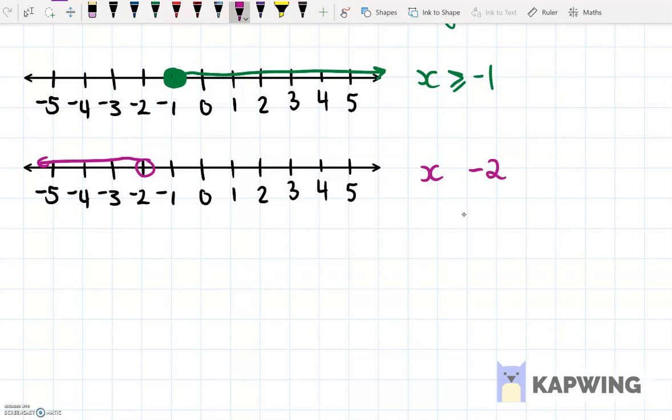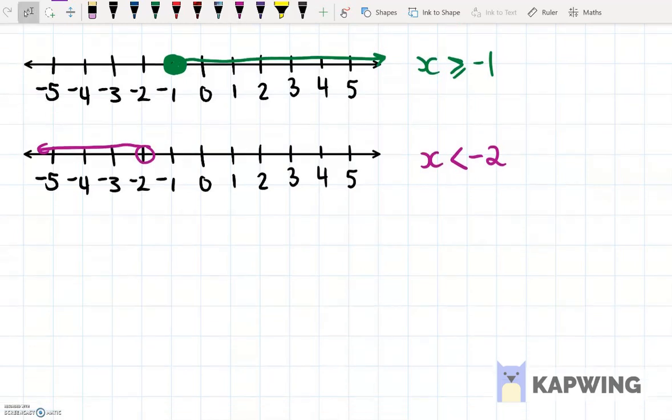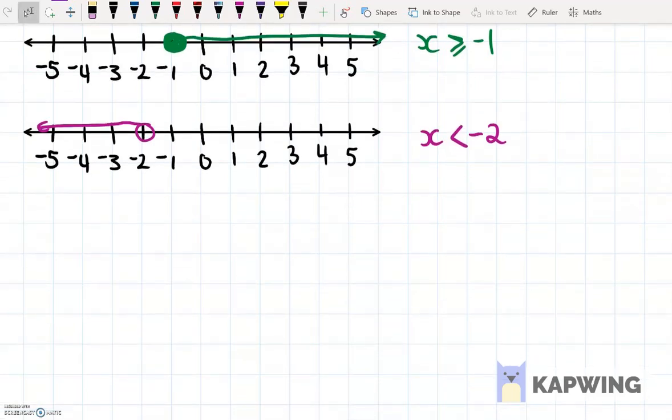And then you just need to decide what symbol is going to go in between. Okay, now you can see that our x values are all below -2. So that means we know that it's definitely less than. And then you just need to check, is the circle colored in or not? In this case, the circle is not colored in, so we're going to leave it as x is less than -2. Okay, we'll try another one.